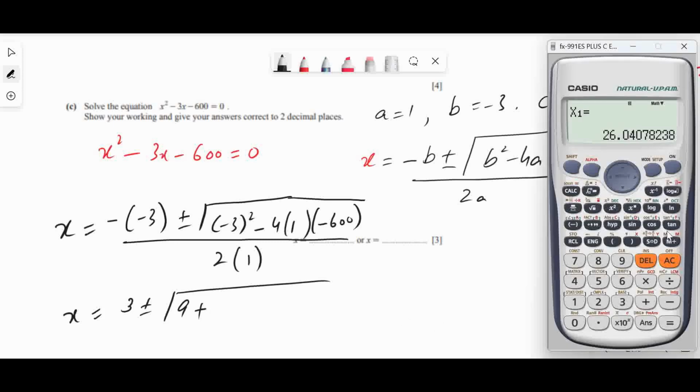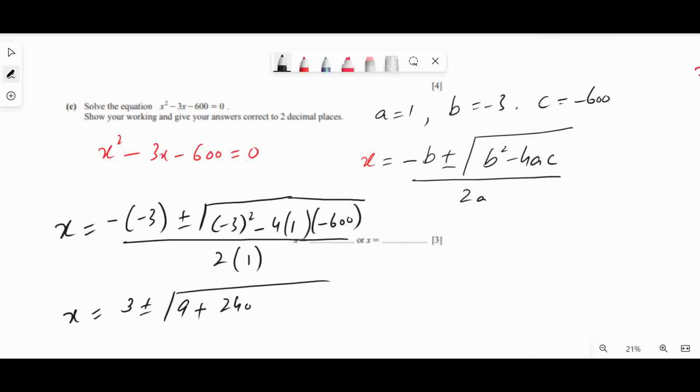Now x will be equal to 3 plus minus, now this will be 9 plus 4 into 600. So 4 into 600 will be equal to 2400. Whole is divided by 2. So this will be equal to 3 plus minus square root of 249 divided by 2. So from here we will have two values.